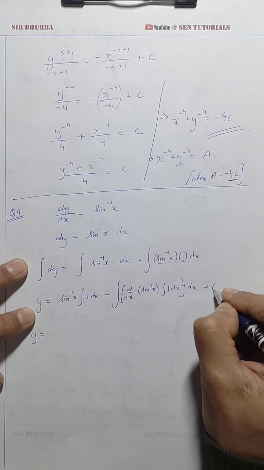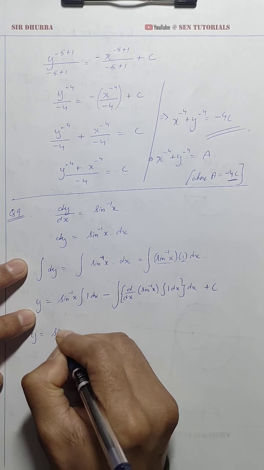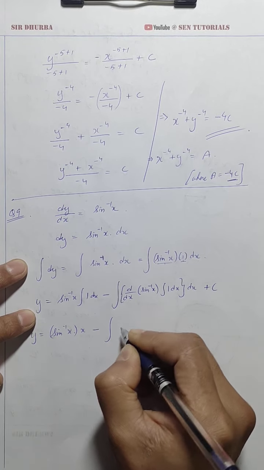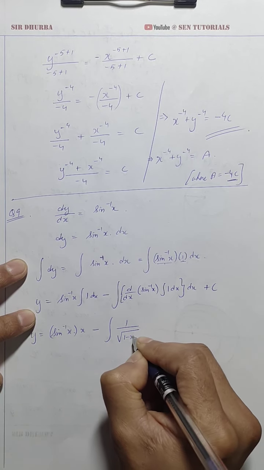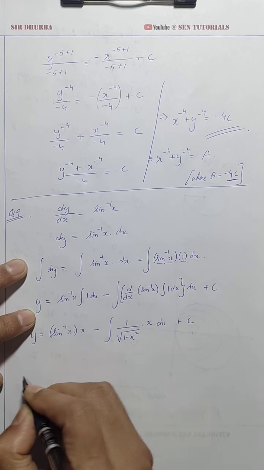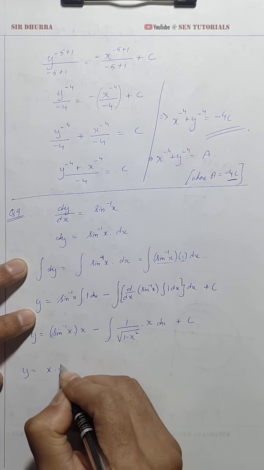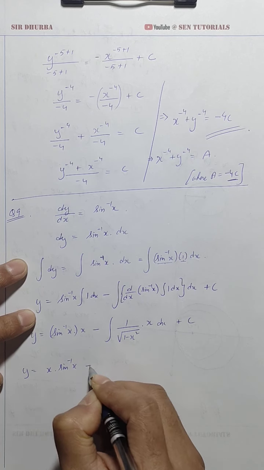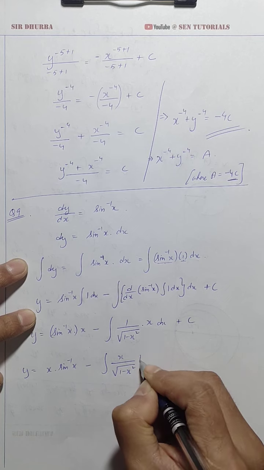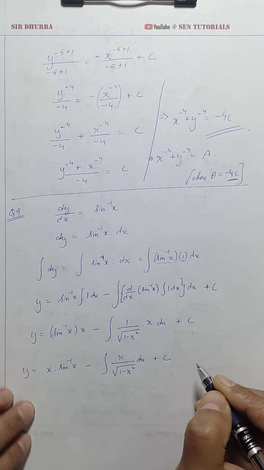Yeah, of course you can write plus c also. So sine inverse of x into x minus the derivative of sine inverse x, which is 1 over root of 1 minus x square, into x with respect to x. So y equals x into sine inverse x minus the integral of x by root of 1 minus x square with respect to x plus c.